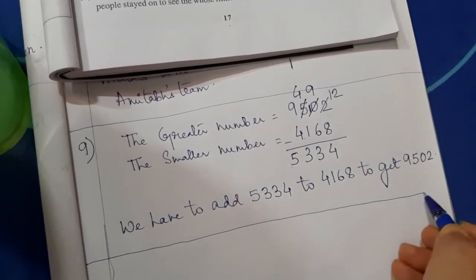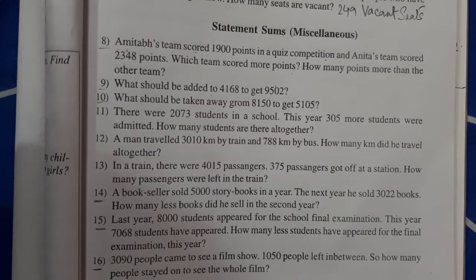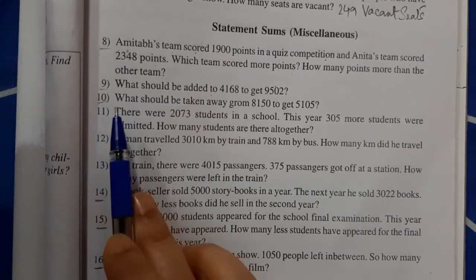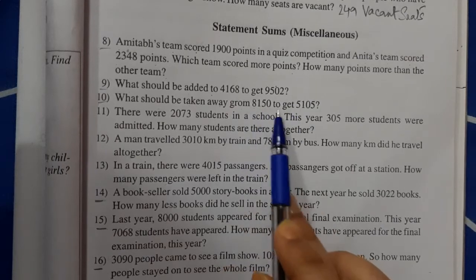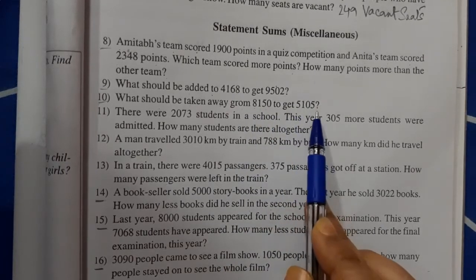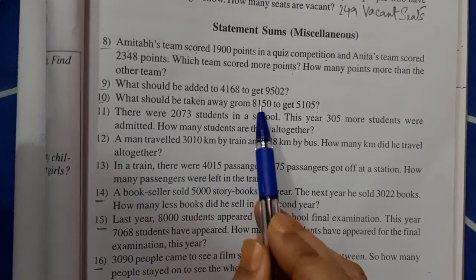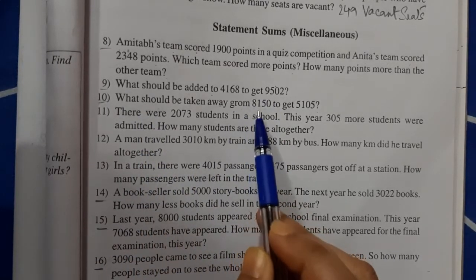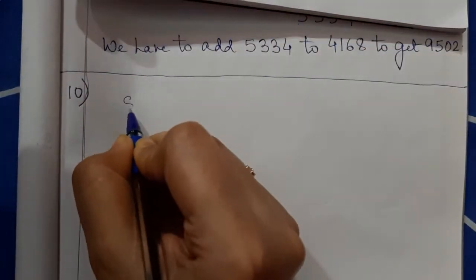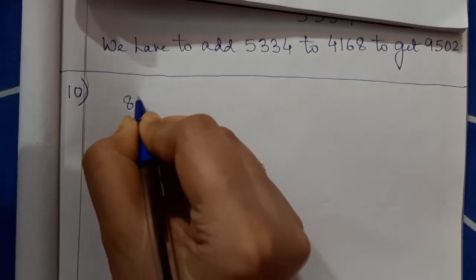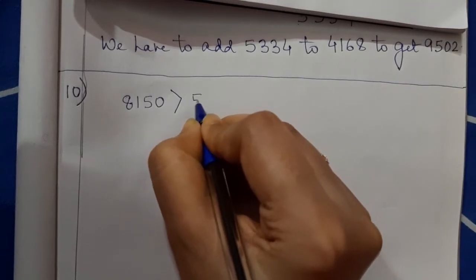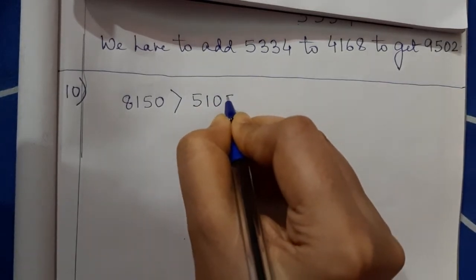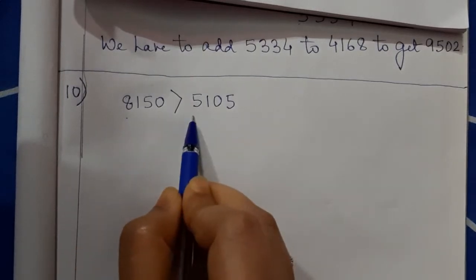We're going to draw a line here, right? Okay. So now question number 10. What should be taken away from 8150 to get 5105? So the question is, we have to take something from this number to get this number, right? 8150 is greater than 5105, isn't it? 8000 is greater than 5105, right?